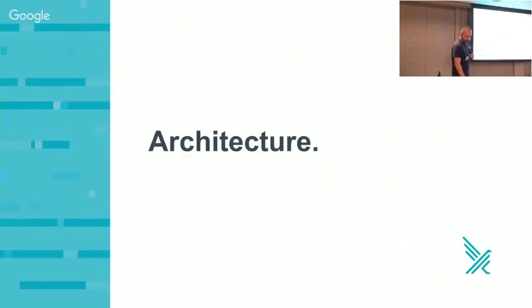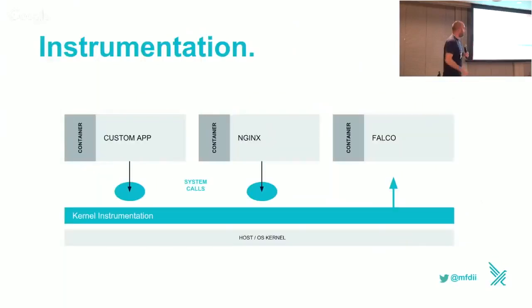So let's talk about the architecture real quick. The typical way to run Falco, especially in a Kubernetes cluster, is to run it as a daemon set. We provide a Helm chart for you to install Falco as a daemon set. We also provide the daemon set in our GitHub repository. And what Falco will do is it will spin up, and then it will insert a kernel module into the host or the node's kernel.